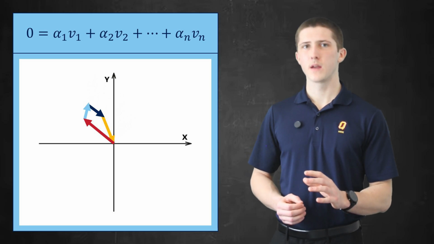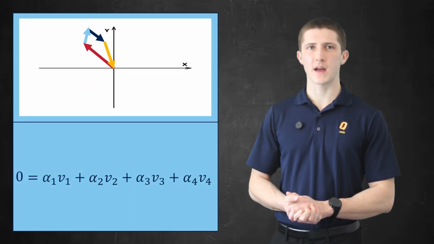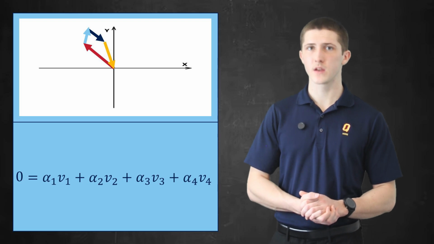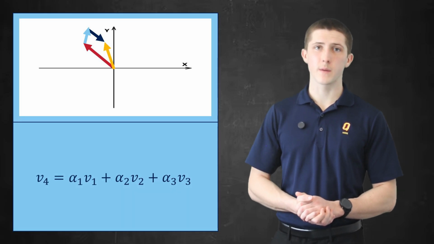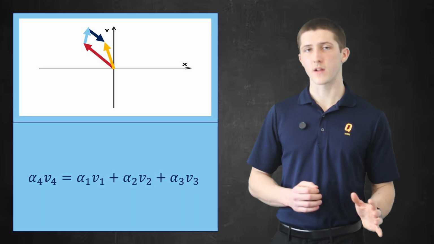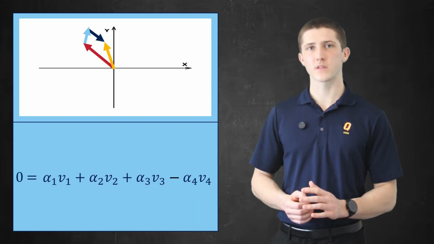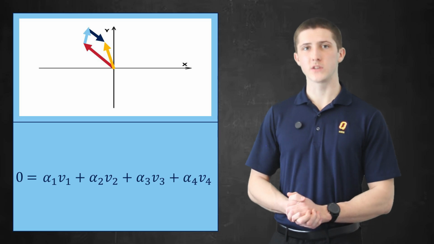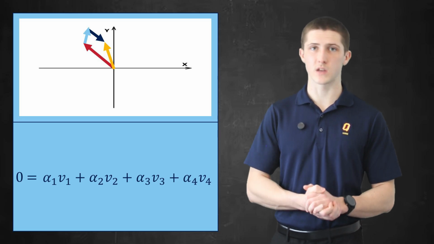Now think about it. Being linearly dependent means that a vector in the set can be written as a linear combination of the other vectors. So say that v4 can be written as a combination of v1, v2, and v3. If we throw a scalar out in front of v4, move it to the other side, then let the scalar absorb the negative sign, we're back to our equation where the linear combination equals 0.